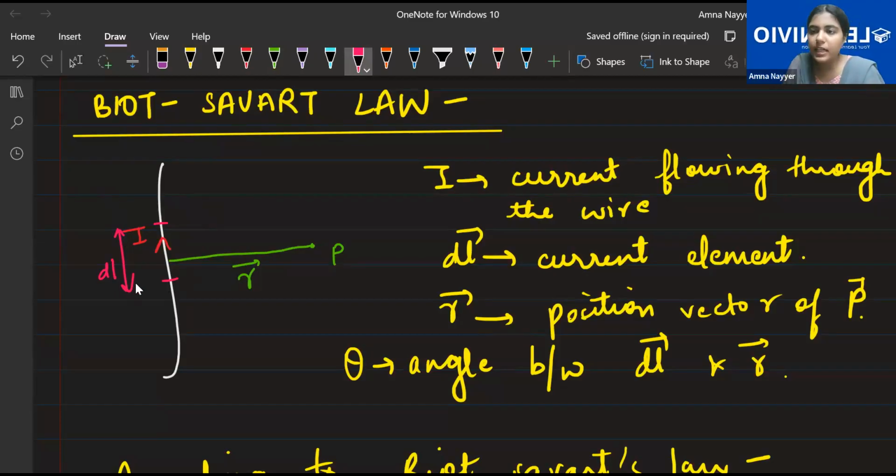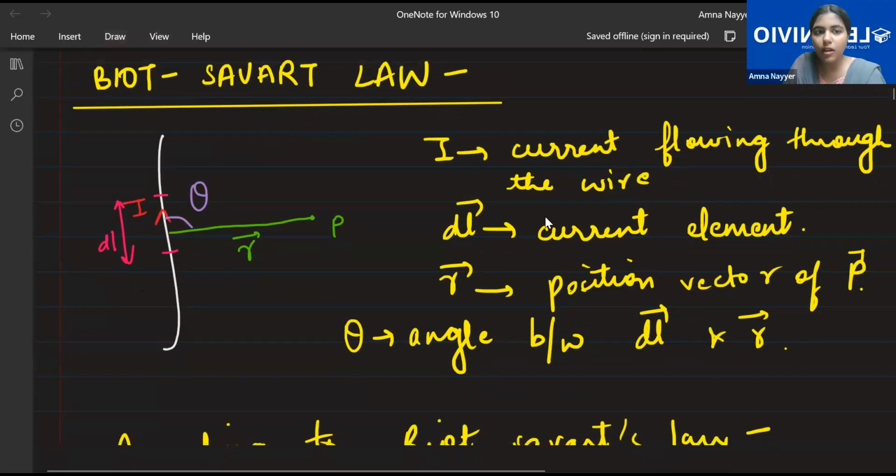So I have taken here dl, that is the current element, whose direction is same as that of the current. But it's nothing, it's just a small length of the wire that is taken. And between the current element and the position vector, the angle that is formed is taken as theta.